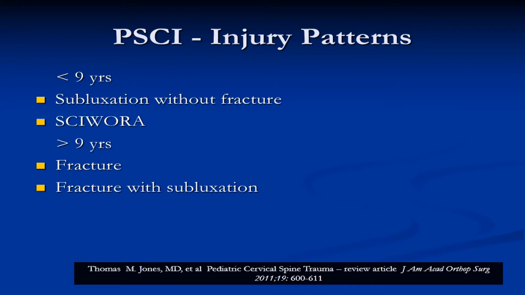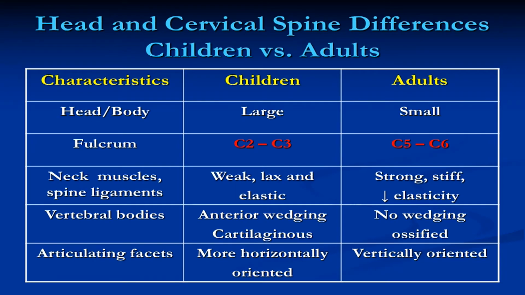So, in injuries in children more than 10 years of age, a more adult pattern of injuries is witnessed. In children less than 9 to 10 years of age, you see more often subluxation without fracture, and SCIWORA, whereas at more than 9 to 10 years, it's more fracture and fracture with subluxation that you would see.